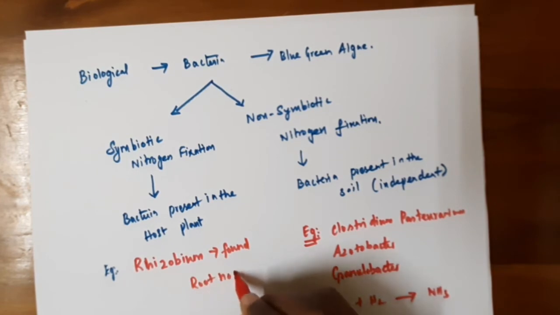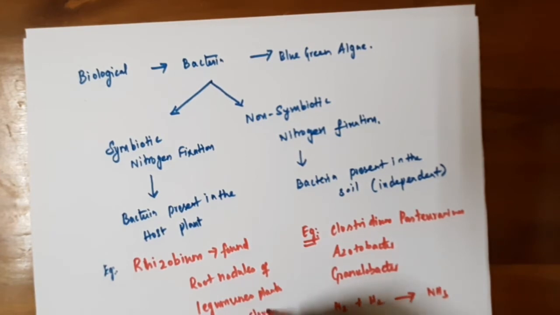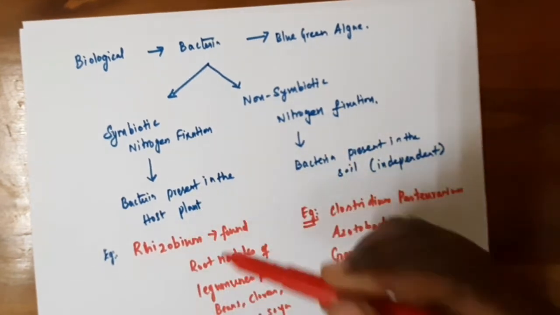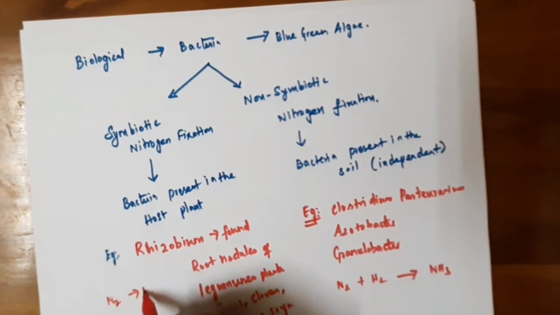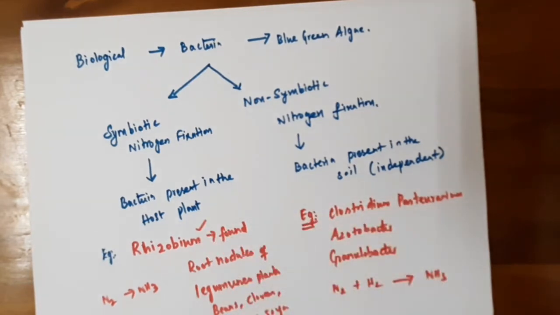And among symbiotic bacteria, an example is the Rhizobium bacterium, which is found in the root nodules of leguminous plants such as beans, clover, peas and soya. These plants have the Rhizobium bacteria in the root nodules. This bacterium fixes nitrogen to ammonia in the root nodules itself. So the symbiotic nitrogen fixation is very essential, and it is carried out by the Rhizobium bacterium, which has a certain enzyme called nitrogenase.